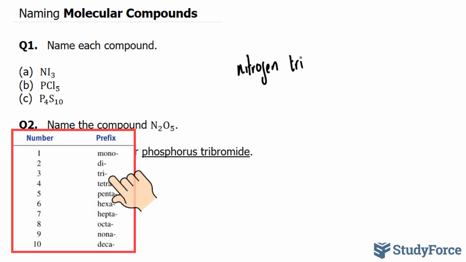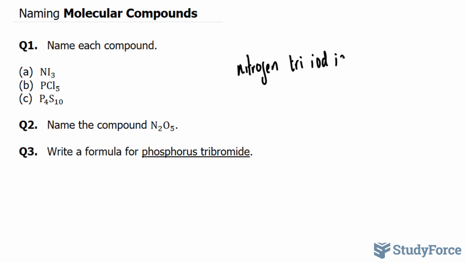tri, iod, the base of the name, and ide. So this tri comes from the fact that there are 3 iodines, and the second element gets ide. Moving on to question B.